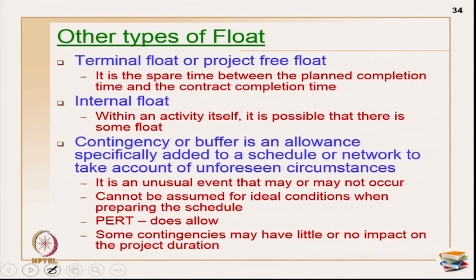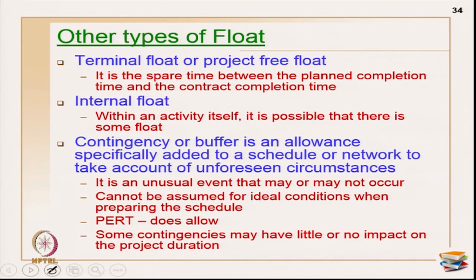and it cannot be assumed for ideal conditions when they are preparing the schedule. PERT allows contingency because it does contain 3 types of values: optimistic, pessimistic and most likely. So, the network itself has an uncertainty in the duration calculations, and PERT is another network technique which I will cover later, that does allow contingency in some way. Okay. And most of the contingencies may have little or no impact on the project duration.